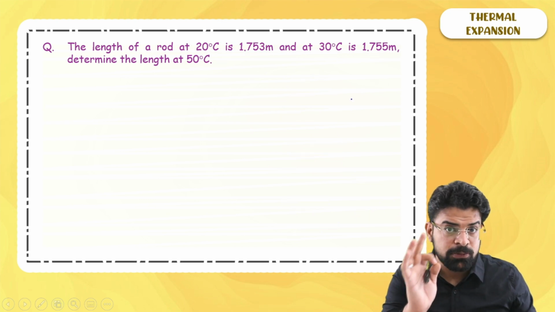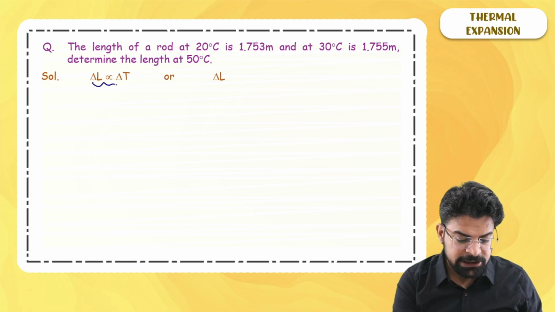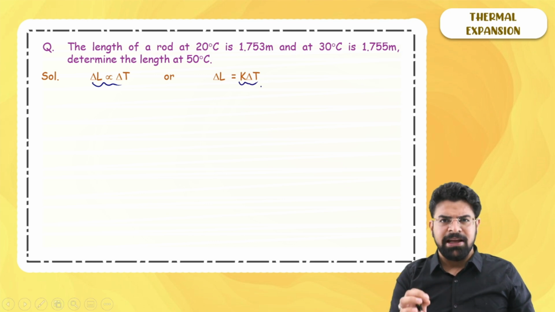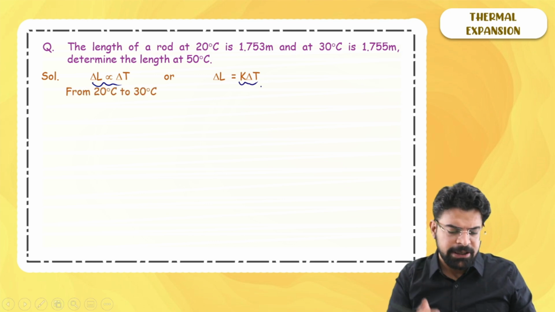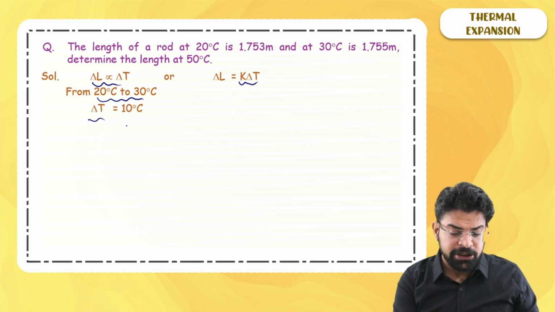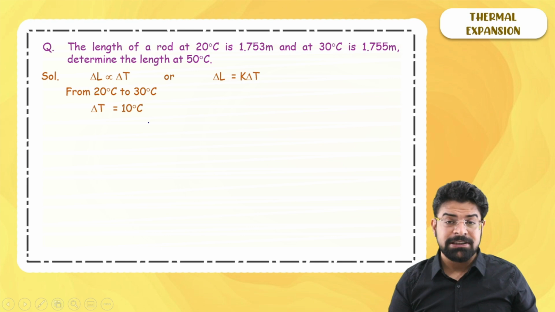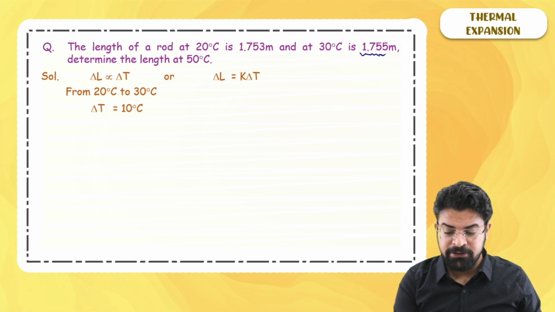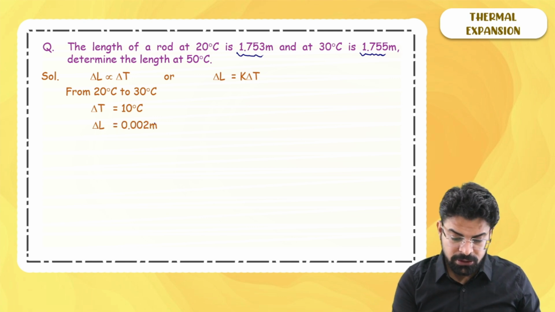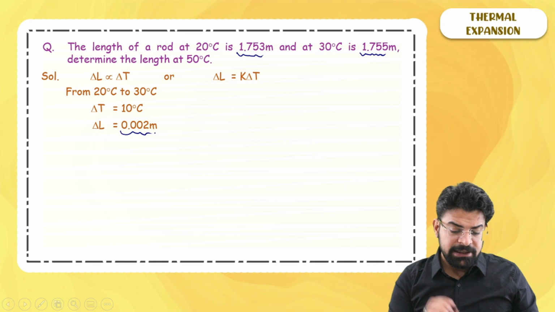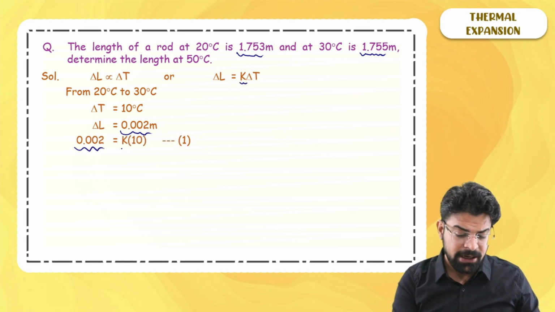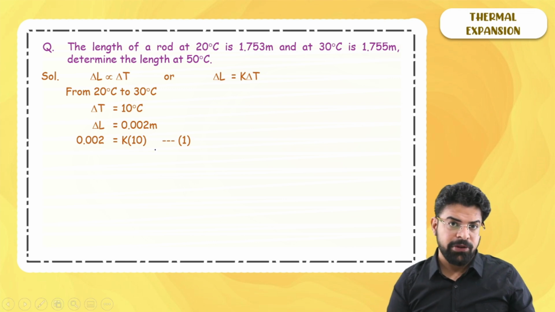Now doing it once more slowly, focus. Change in length is directly proportional to change in temperature, or change in length can be written as some proportionality constant times change in temperature. From 20 degrees centigrade to 30 degrees centigrade, the change in temperature is 10 degrees centigrade. So the change in length, 1.755 minus 1.753, equals 0.002, and this change in length 0.002 can be written as some proportionality constant k times the change in temperature, which is 10.